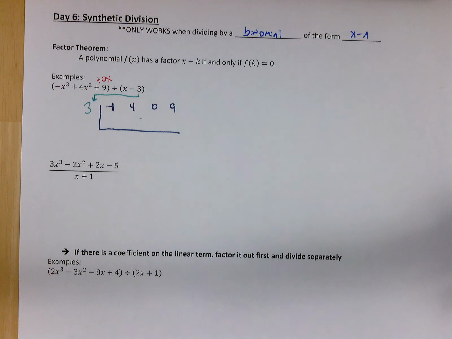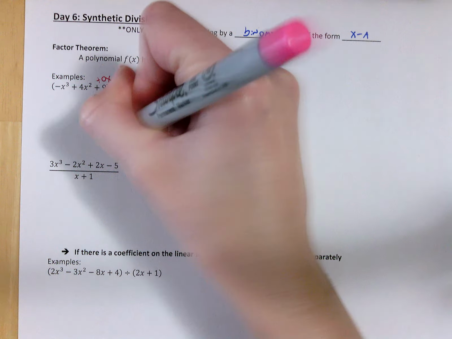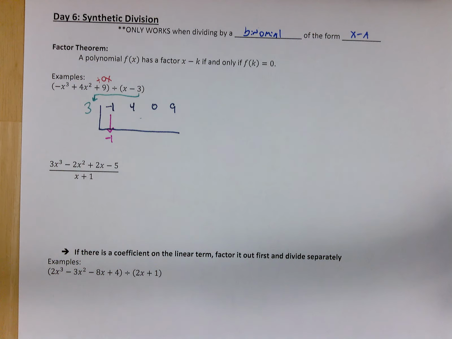Okay, so then what we're going to do, this is a little bit weird. Here's what the process is. You start by just bringing down the first number. So the -1 just gets brought down.